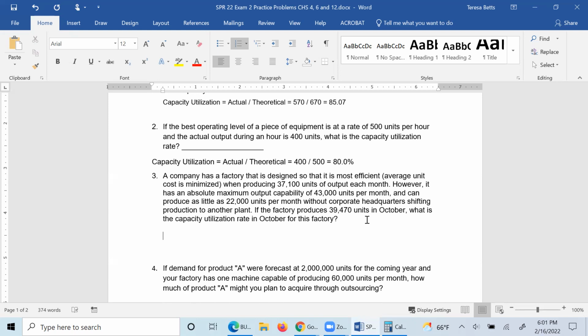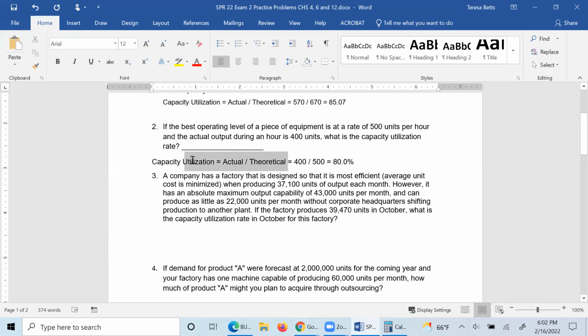A company has a factory that is designed so that it is most efficient when it's producing 37,100 units of output each month. However, it has an absolute maximum output of 43,000 units per month and can produce as little as 22,000 units per month without corporate headquarters shifting production to another plant. If the factory produces 39,470 units in October, what is the capacity utilization?